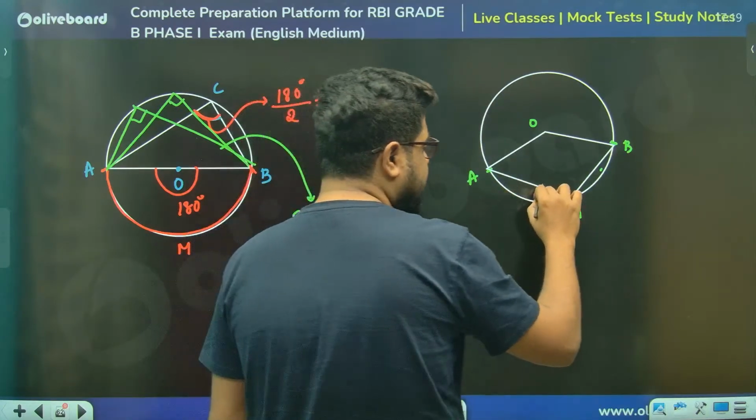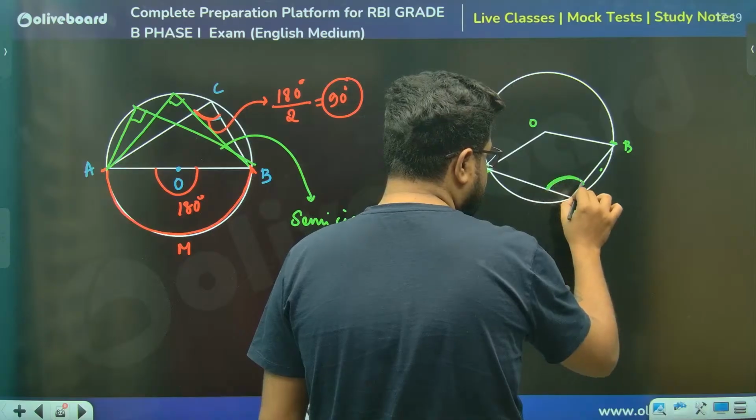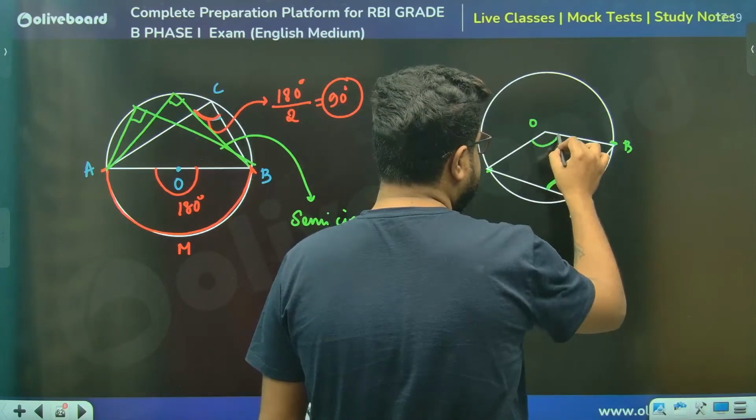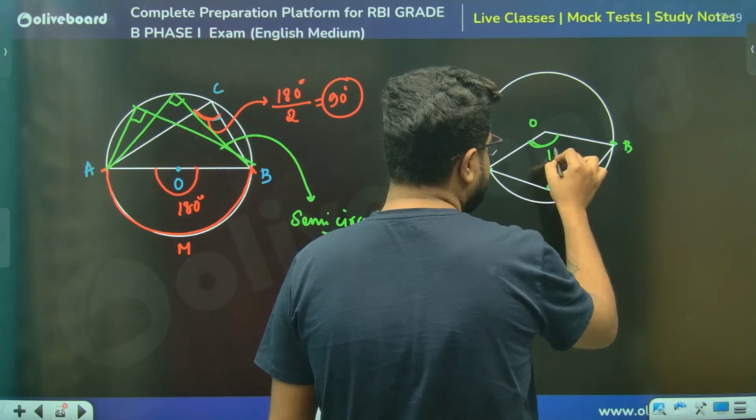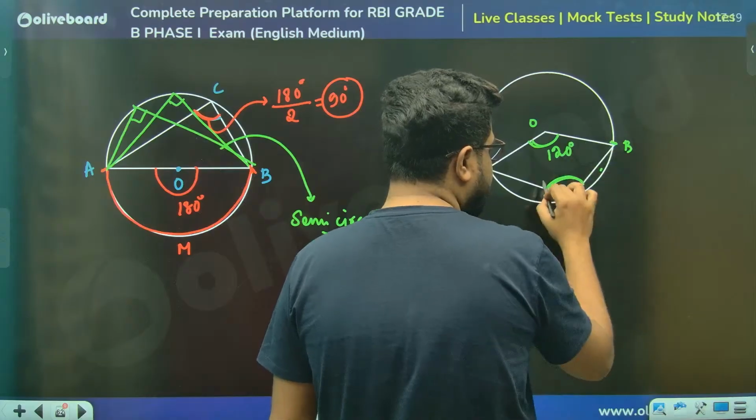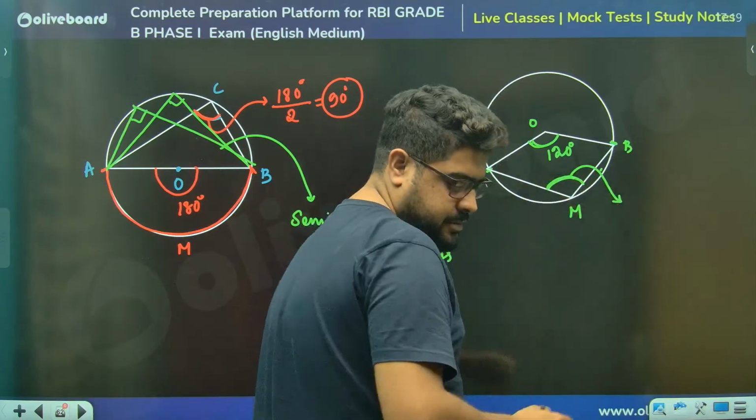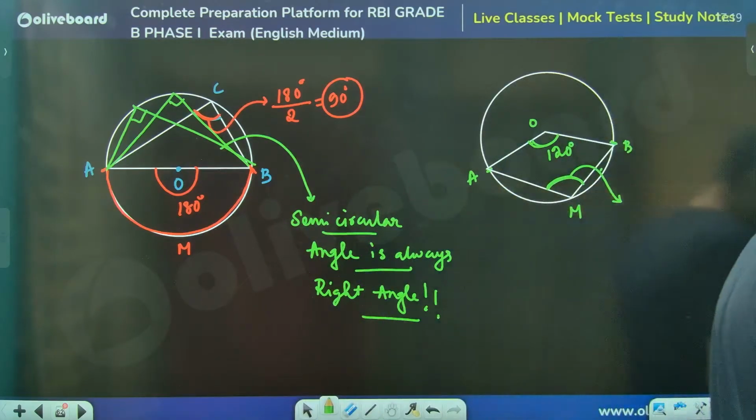Sir, what is the angle like this? If it is given as, say, for example, 120 degrees, what is the value of this angle? This particular question, this concept has been asked in CGL. CGL PYQ, sir.